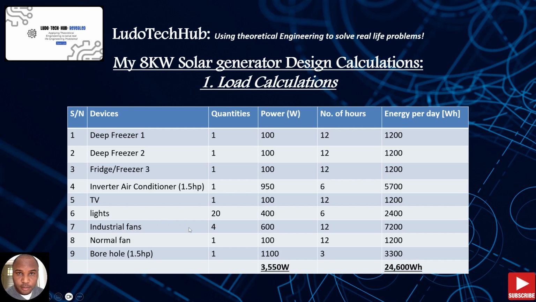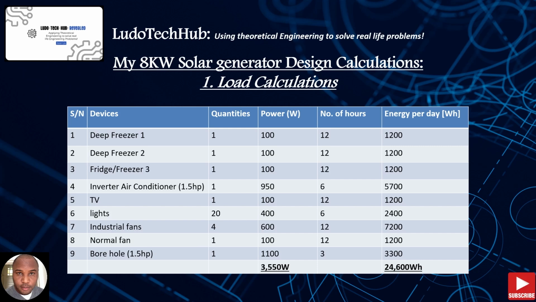What I mean by industrial fans is heavy duty fans, and I think each consumes about 150 watts. I have a normal fan as well, 100 watts there, and then my borehole has a 1.5 horsepower submersible pump, with a power rating of about 1,100 watts. So when you total all this power, you have a running power consumption of 3,550 watts, if it is running under normal conditions.